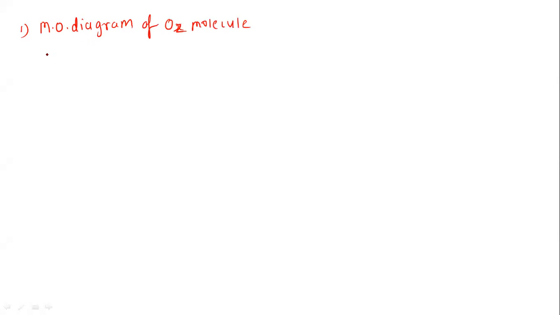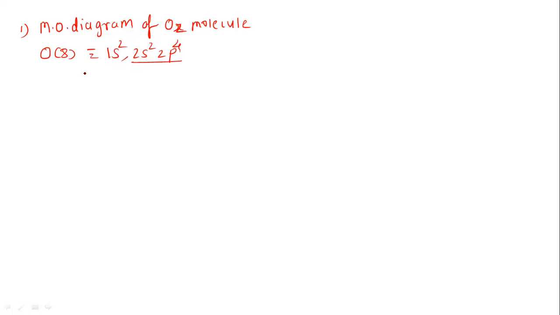First of all, we have to write the electronic configuration of the oxygen atom. It has the electronic configuration 1s2, 2s2, 2p4. 2s2, 2p4 is the valence shell, where 6 electrons are there. So in the oxygen molecule, the total number of electrons is 16: 8 for one oxygen, 8 for the other oxygen. So in the molecule, there are a total of 16 electrons.